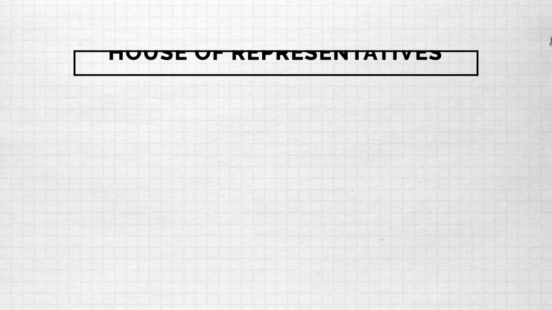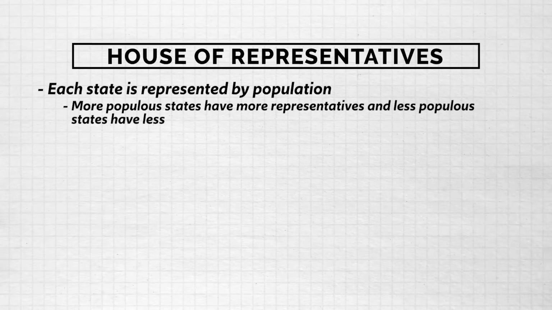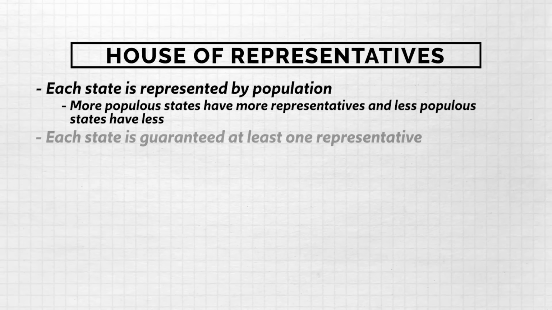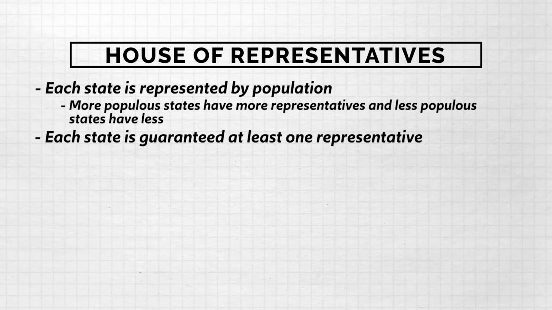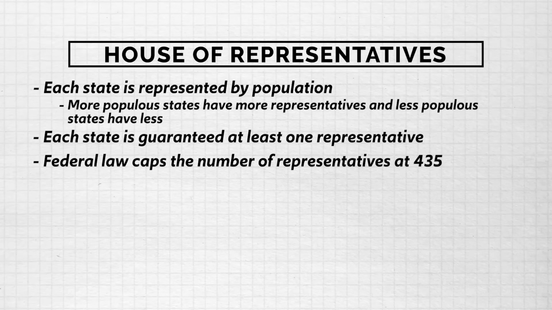And then there's the House of Representatives, in which each state is represented by population. So, more populous states have more representatives, and less populous states have less. And constitutionally, every state, no matter how small, is guaranteed at least 1 representative. Currently, federal law has capped the number of representatives in the House at 435.